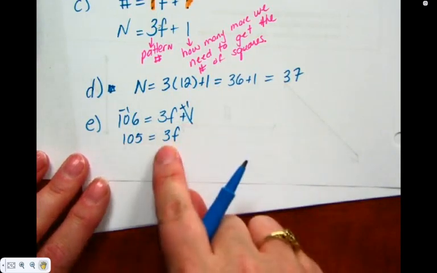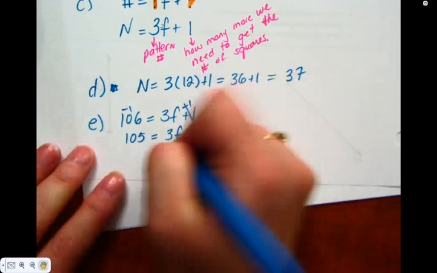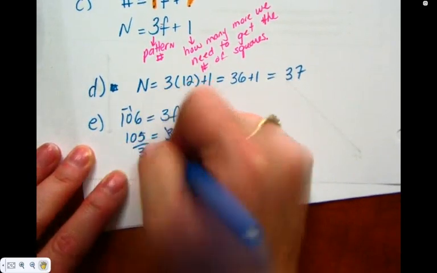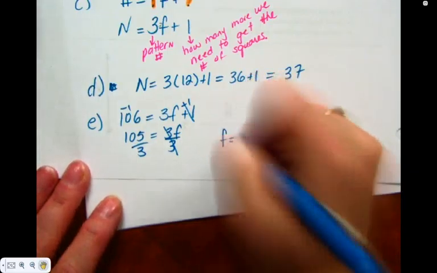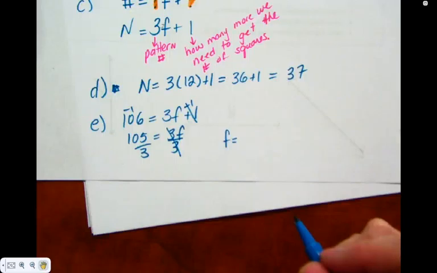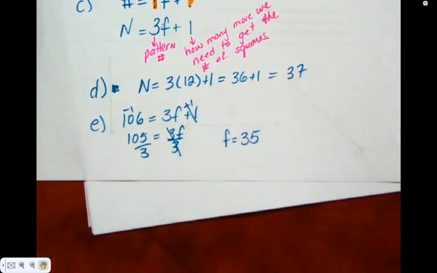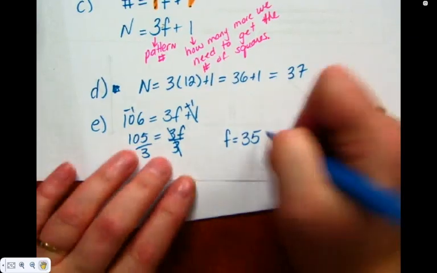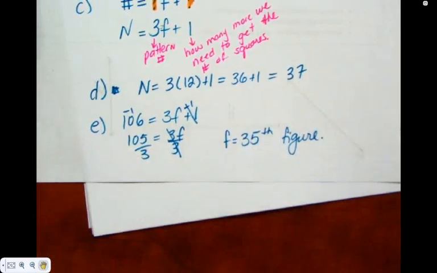How do I get rid of a coefficient of 3? Well, that's F times 3. What's the opposite of multiplying by 3? Dividing by 3. You could grab your calculator and do 105 divided by 3. 35. What is 35? What did I just figure out? So this is the 35th figure. It will have 106 squares.